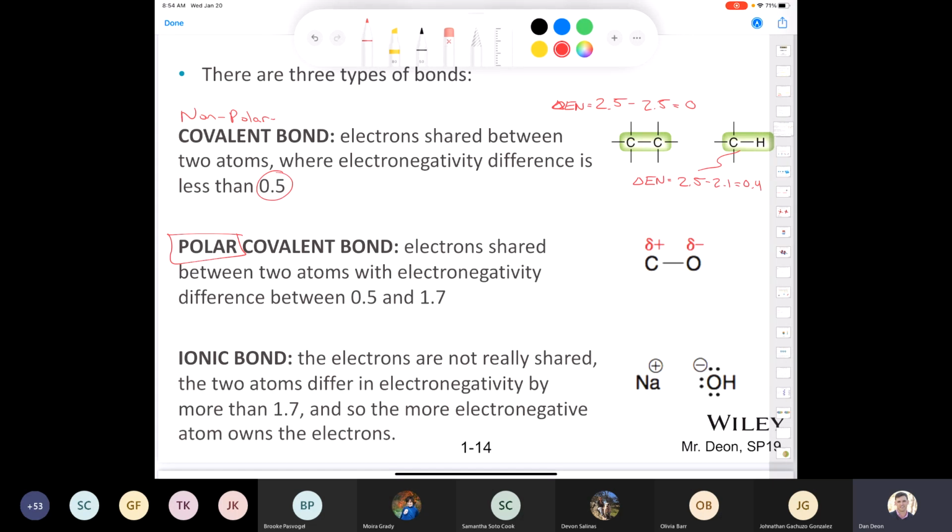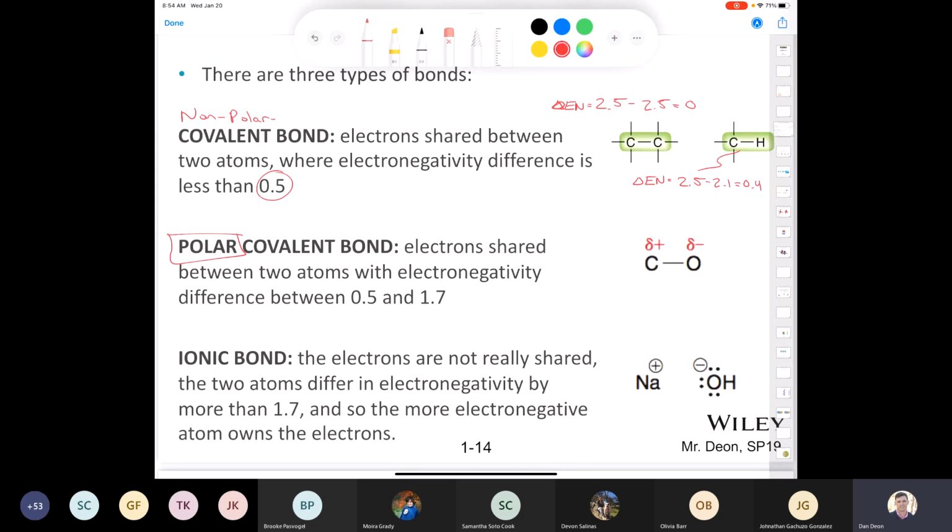I can tell you right now that you're going to see a lot of carbon-carbon and carbon-hydrogen bonds in organic chemistry, and those are both non-polar bonds. So just stick that in your brain right now and say, whenever I see a carbon-carbon bond or a carbon-hydrogen bond, I'm going to know that those are non-polar bonds.